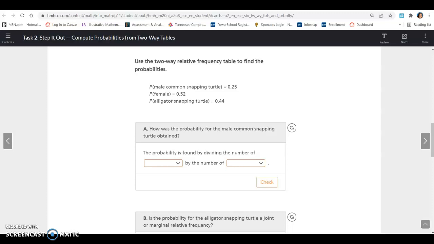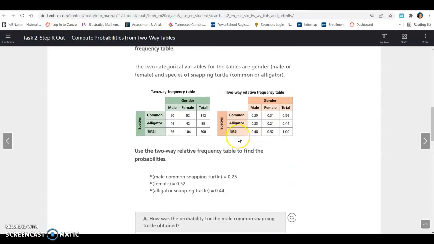Use the two-way relative frequency table to find the probabilities. The probability of a male common snapping turtle is 25%. Again, that came from doing 50 divided by 200. If we want to know how many snapping turtles are female, we add all the ones in this row up, and that gives us 52%. So that's where that number comes from.